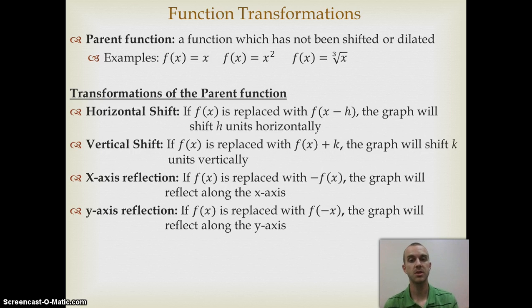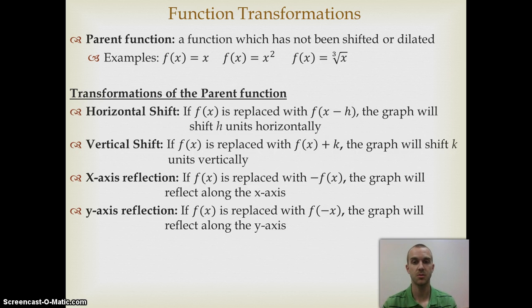If we substitute in for x the quantity x minus h, we know that our graph is going to shift h units. If our function is added by some number, that's going to shift our graph vertically by that number being added. If we make our entire function become negative, we reflect the function over the x-axis, whereas if we substitute in a negative x into our function, that's going to reflect it along the y-axis.